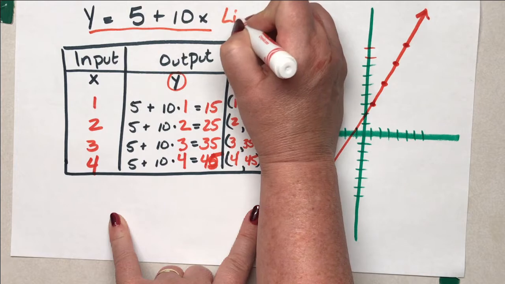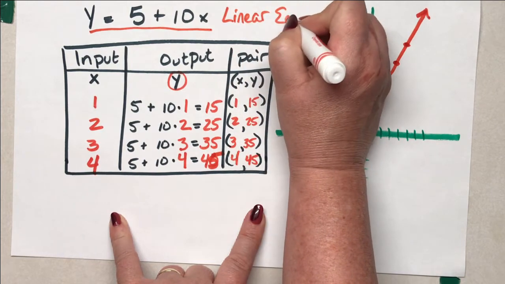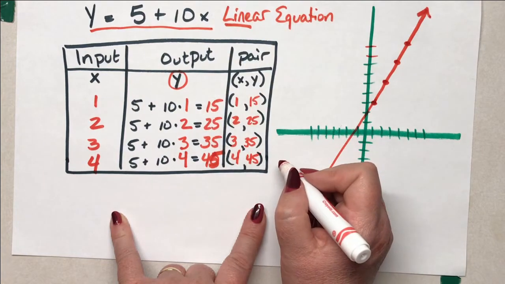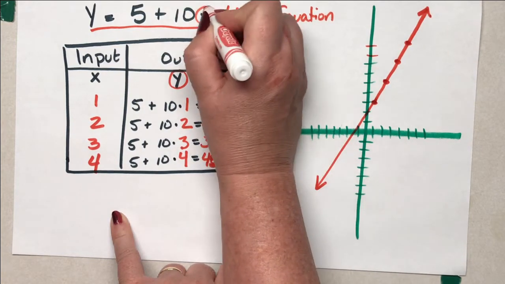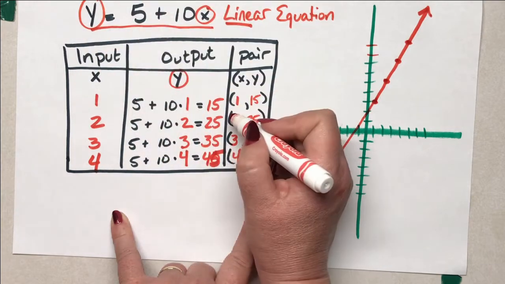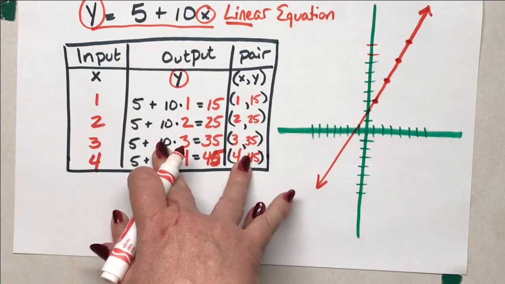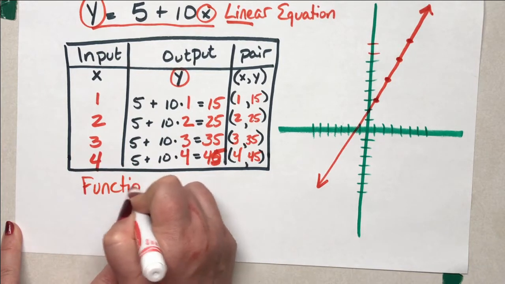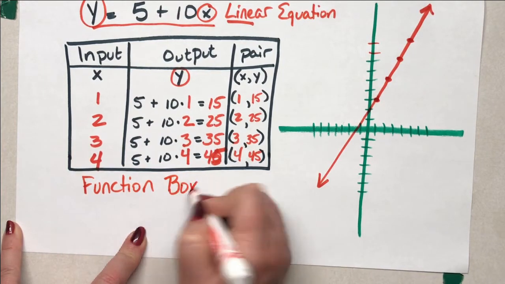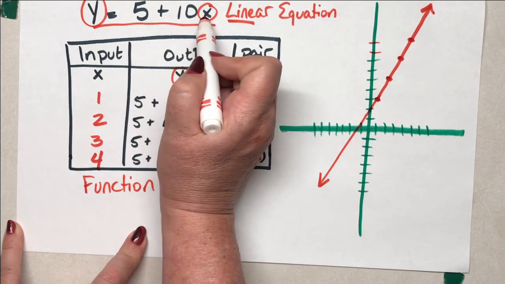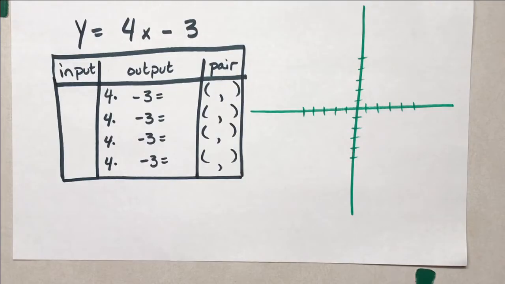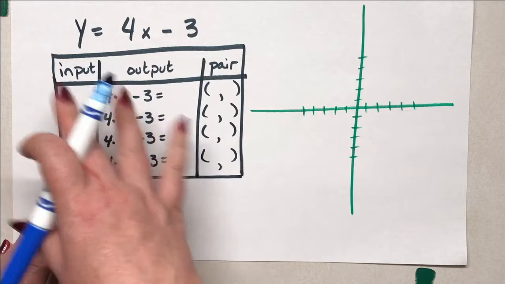This is now called a linear equation because it makes a line. And it has our x and it has our y. This that we've built here is called a function box because it helps us keep track of the answers for our equation. The next example shows a similar linear equation without the word problem part.